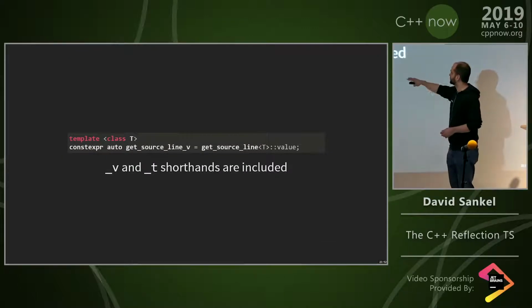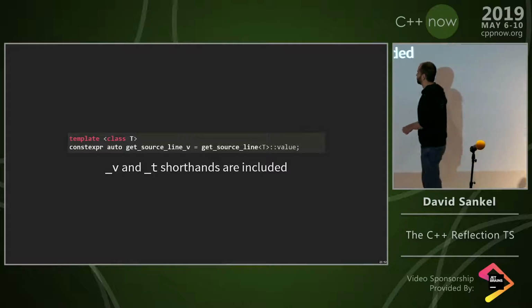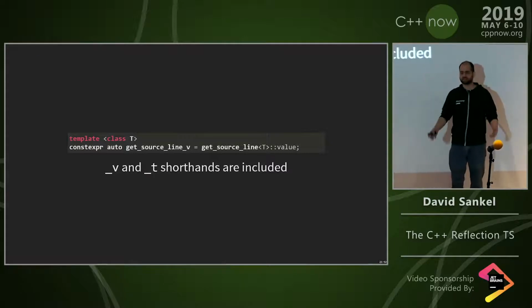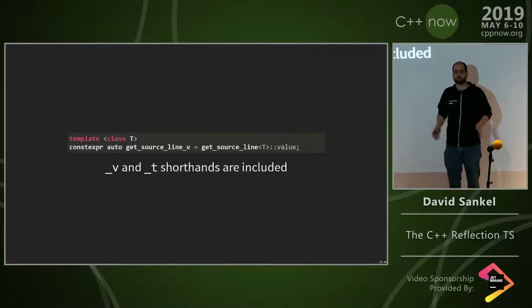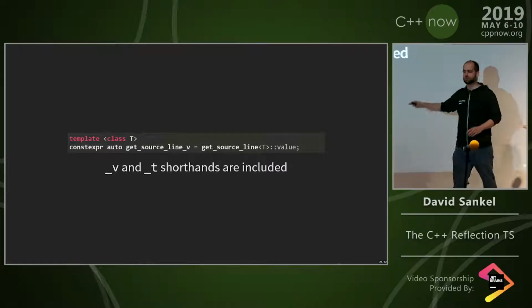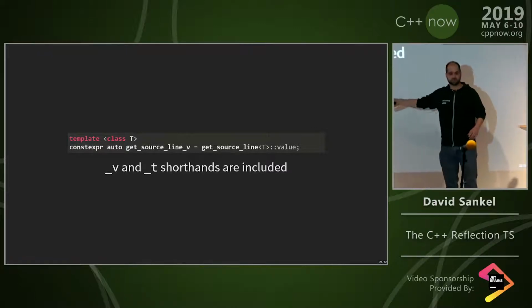So we have also these _v and _t shorthands. Like we frequently see in the standard library, they have this base thing with a nested ::type or ::value associated with it. And then you have the _t and _v aliases, which make it so you don't have to do that extra syntax. So for what we're going to do in this talk, we're just going to talk mostly using the _v and _t shorthands.